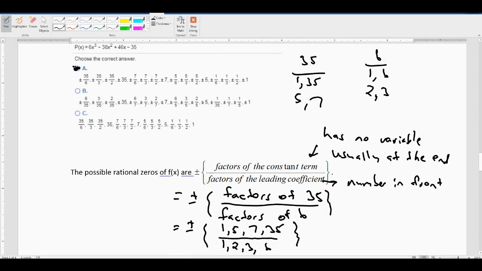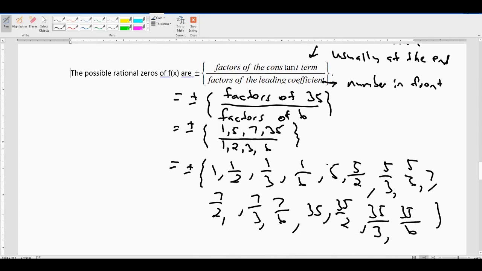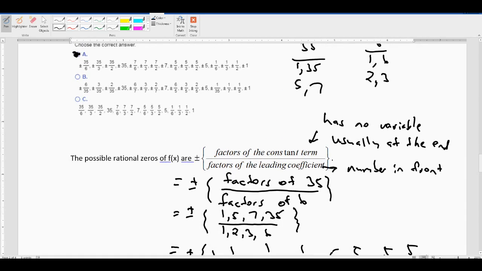Yep. There's your answer. Just make sure that when you do these, a lot of times when you reduce these, because you always reduce, it'll end up being a number that you already have. So don't write repeating numbers as possible zeros. So for example, if you end up having 5 over 5 somewhere, we already have a 1, so you don't need to write that again. You won't include it twice. You include it once. So just small things like that you have to be aware of. And that's all.